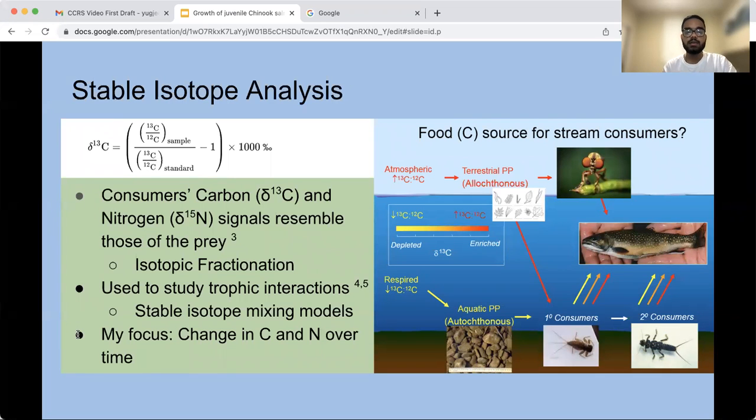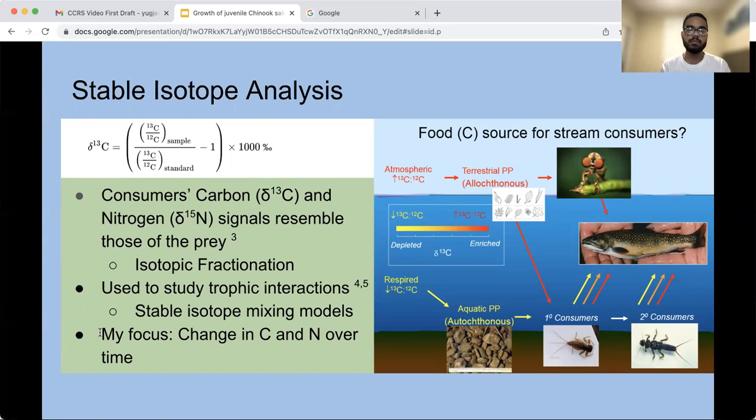Something else we know is that consumers' carbon and nitrogen signals resemble that of their prey. This is due to isotopic fractionation, which states that consumers have carbon and nitrogen signals that are a little bit higher than those of their prey. And this concept is called enrichment. So basically, the carbon signal increases by 1 per mil and nitrogen by 3.4 per mil on average.